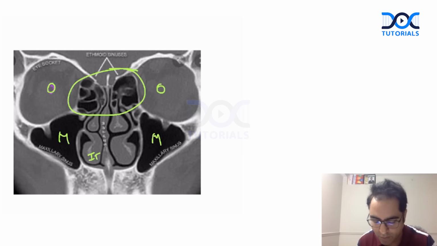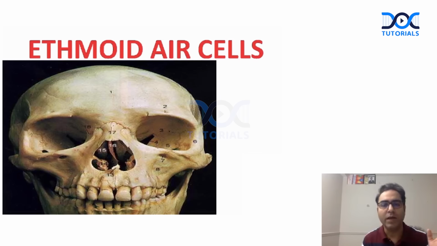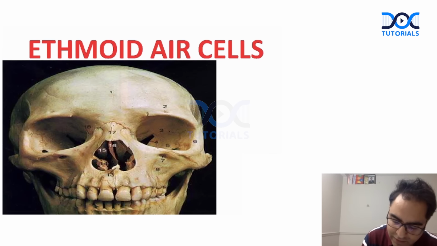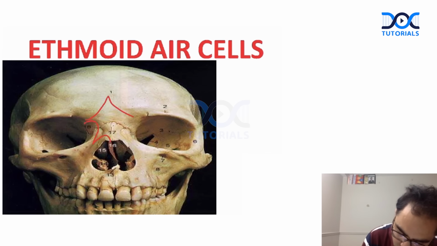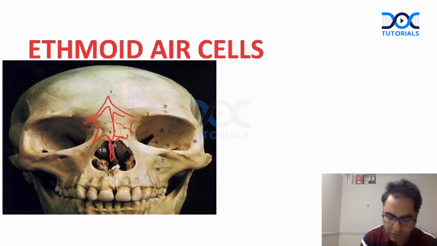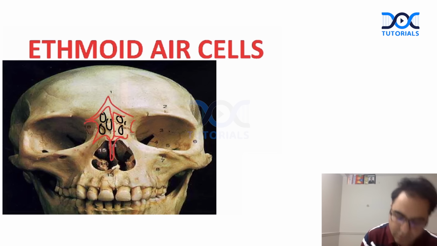Okay, fine. Now, let us discuss ethmoid air cells. Ethmoid is a single bone in the body between the two orbits. This is your ethmoid bone. Single bone, not two bones. And of course, there are many air cells in that. These air cells are called the ethmoid air cells.